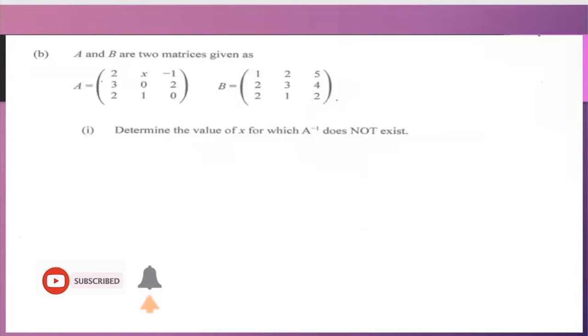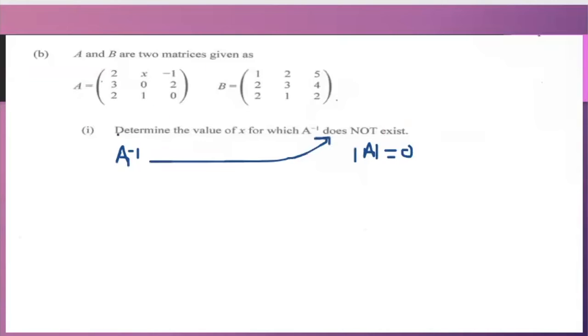Now, when we say the inverse doesn't exist, it means that it's a singular matrix, because for a singular matrix the determinant is 0. And once the determinant is 0, the inverse does not exist. So using this concept, I can find the value of x if A inverse does not exist.